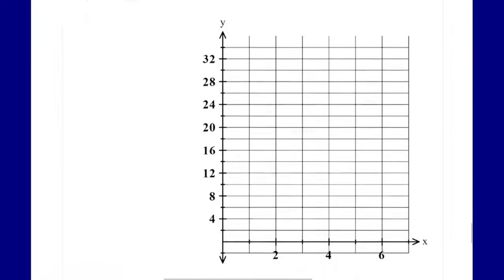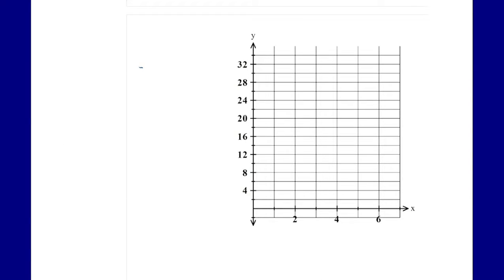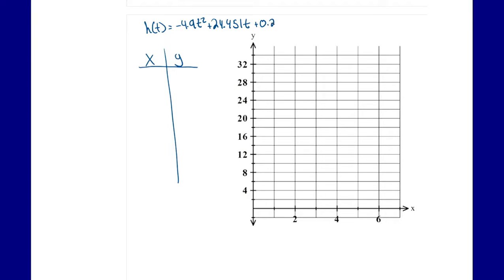If we look at our graph here, we have our scale. Essentially all we're going to do is create a table of x and y. We're going to use that equation, h of t equals -4.9 t squared plus 24.51 t plus 0.245.